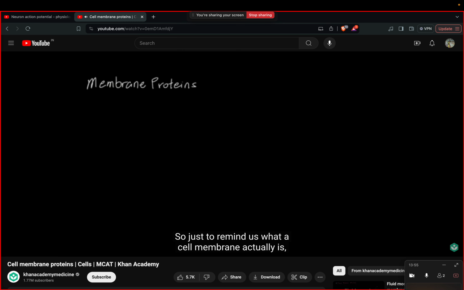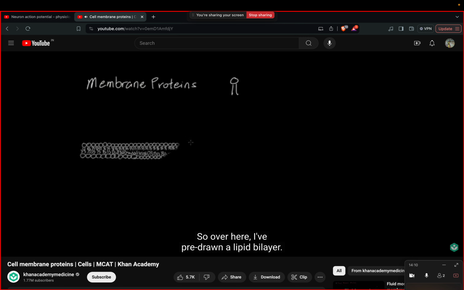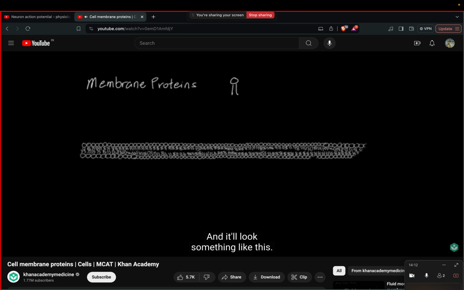So just to remind us what a cell membrane actually is, a cell membrane is made up of little things that look like this, which are called phospholipids. And they come together and form what we call a lipid bilayer. So over here, I've pre-drawn a lipid bilayer, and it'll look something like this.